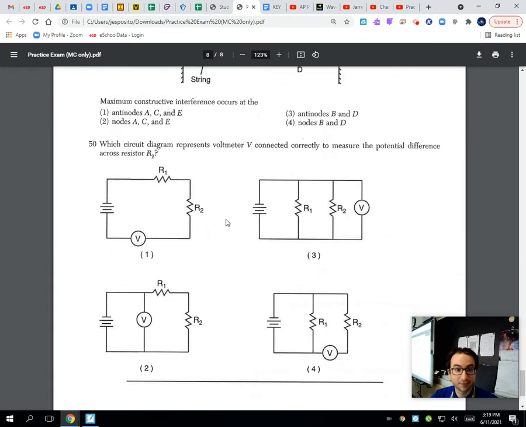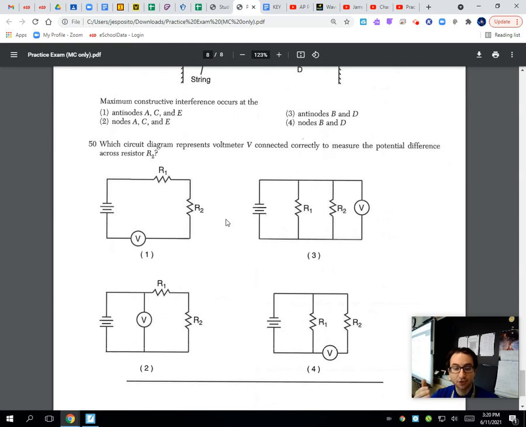And the final question on the practice exam is a circuit question. It's asking for the proper placement of a voltmeter to read across resistor 2 for its voltage. Voltmeters have to be placed in parallel to the section of the circuit you're interested in reading the voltage of. That's because a voltmeter has theoretically infinite resistance. For the voltmeter to read voltage, it cannot receive current into itself. The current carries voltage with it.